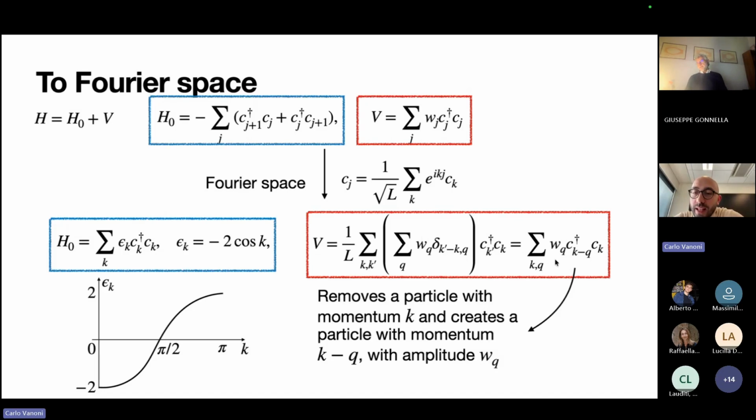So what happens is that now you have your potential, which is defined in Fourier space, and this operator here is simply killing a particle with momentum k and creating a particle with momentum k minus q. It's not assigned to the position, but to the momentum. This is typical of quantum mechanics when you go from momentum to position representation.